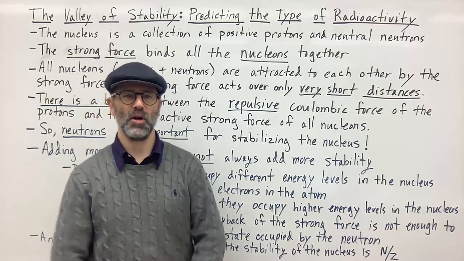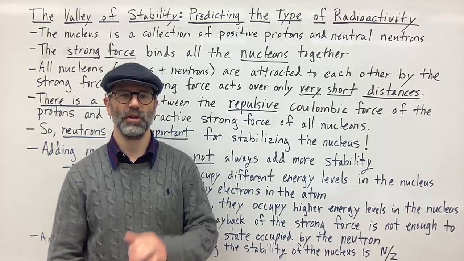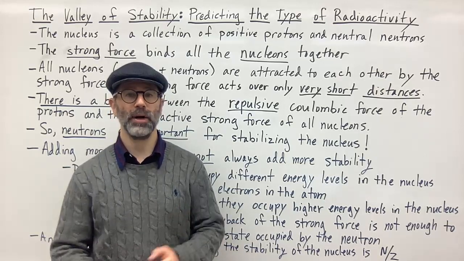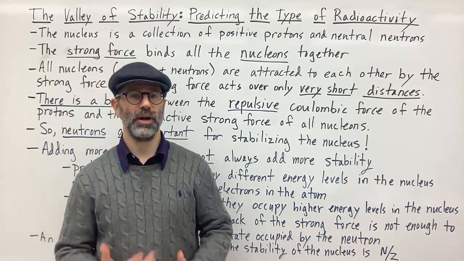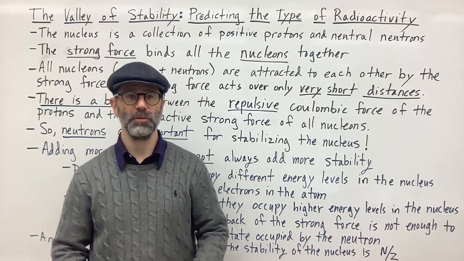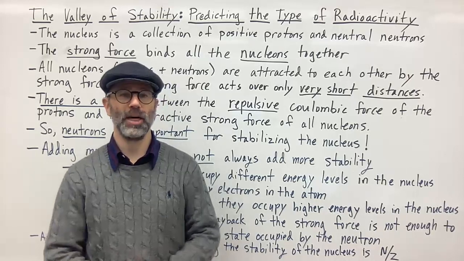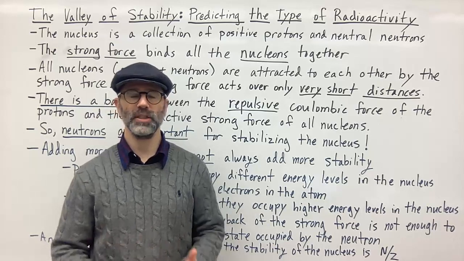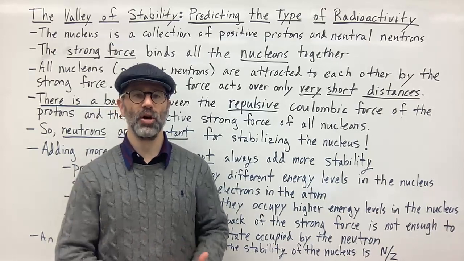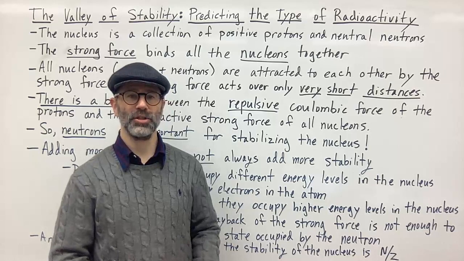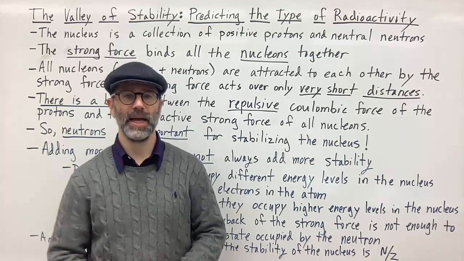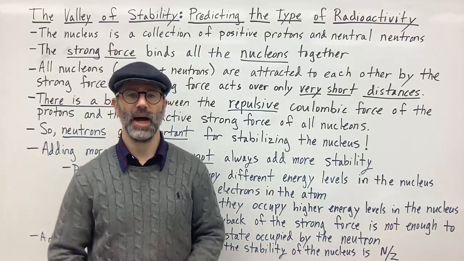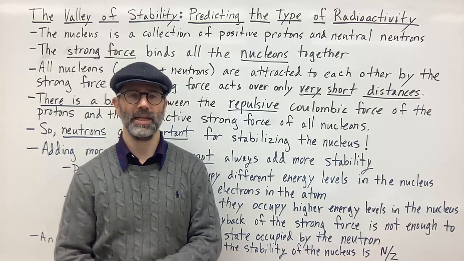My name is Mr. Cobalt, and in this video I'm going to be going over the value of stability and using it to predict the type of radioactivity that the nucleus or atom is going to go through. So in my last video, I talked about the different kinds of radioactivity, but then the question comes up: how can we know whether or not a certain atom is going to undergo a beta decay, a positron emission, or an alpha decay, and what's the cause behind it? How can we predict that? So I'm going to get into that in this video.